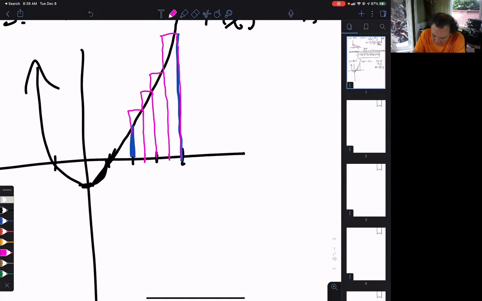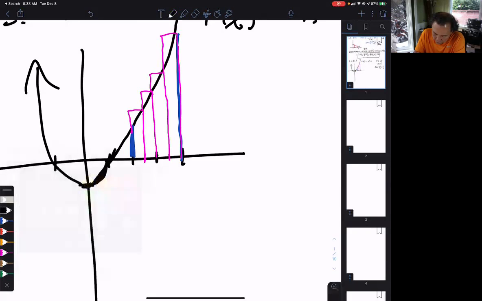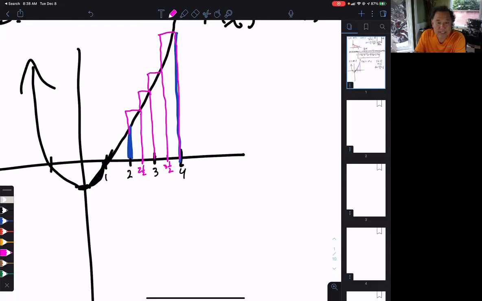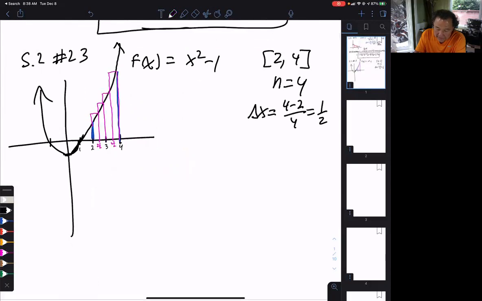And let me number these. So this first right hand, this was 1, 2, 3, 4. So this will be 2 1/2. That'll be 3 1/2. You can see that. Okay. So that's what the right Riemann sum is going to look like. Then it's asking us to find the right Riemann sums. Yes. We got delta x. We did that. Sketch the graph. We did that.